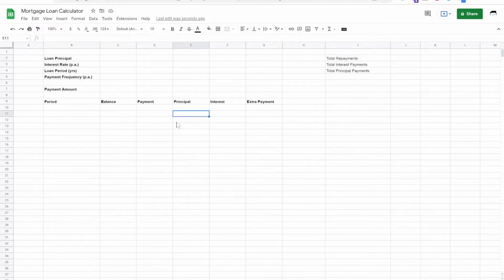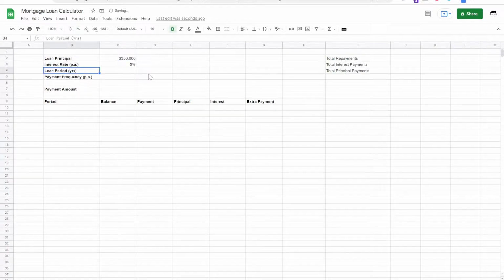Let's get into it. Okay guys, to make our loan amortization schedule, we just require a little bit of information. The first one is the loan principal. So this is the amount that we're wanting to borrow. So for this example, we'll use 350,000. We also need the interest rate, which we'll assume to be 5% per annum.